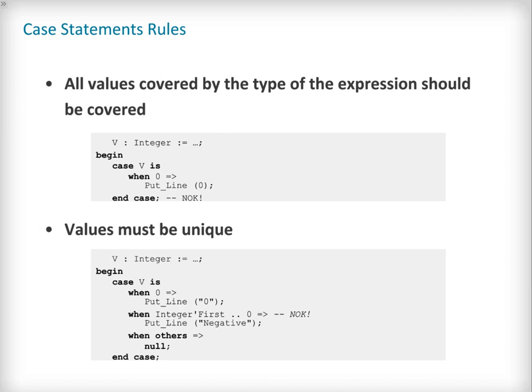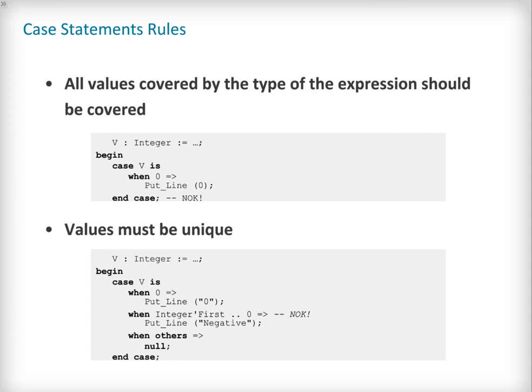There are two important additional rules to understand with regards to case statements. The first one is that the values defined in the various alternatives of the statement have to fully cover all the possible values of the expression. In this first example, V is of type Integer, and I'm only providing an alternative for the 0 value. So I'm missing all of the other possible values for Integer. Therefore, this will raise a compilation error. I could very easily fix this piece of code by adding a when others statement, encompassing automatically any value that has not been previously mentioned.